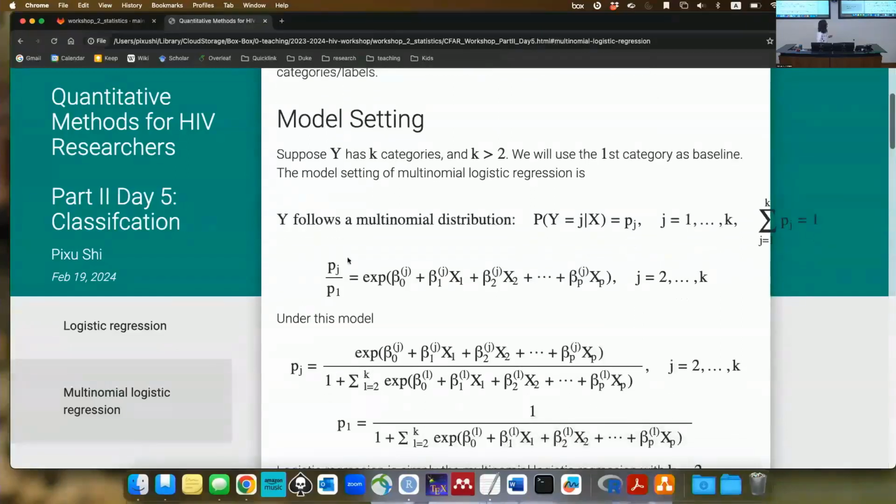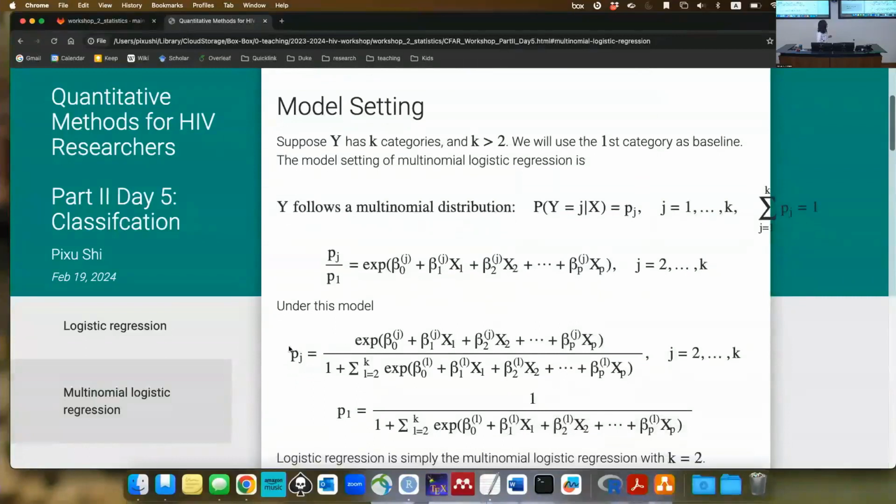And under this model, you can calculate the probability for each label. The first label is the simplest. You only have the denominator. The other labels all have the numerator that's described here.